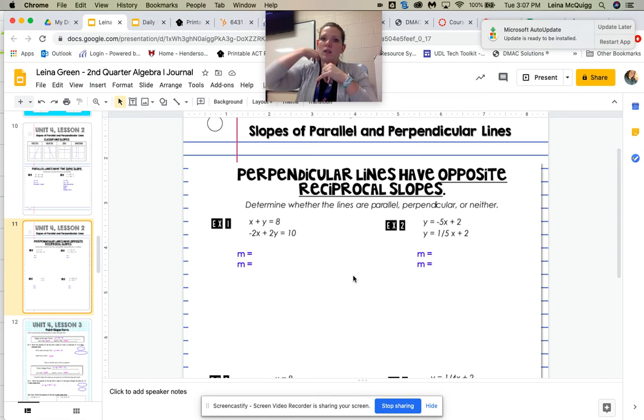So what we did was our slope was flipped, and then we took the opposite sign. So if it was 2/3, we flipped it, and to be perpendicular, my second line had to be 3/2, but it had to be negative. So if it was positive 2/3 for this equation, my second equation had to be negative 3/2. Okay, so we're gonna see some examples here.